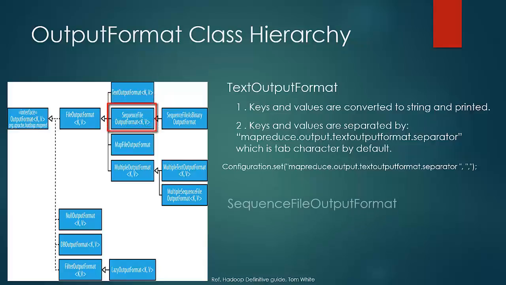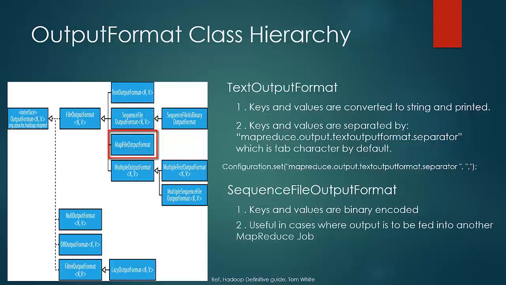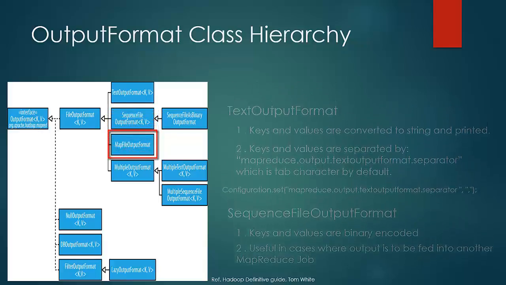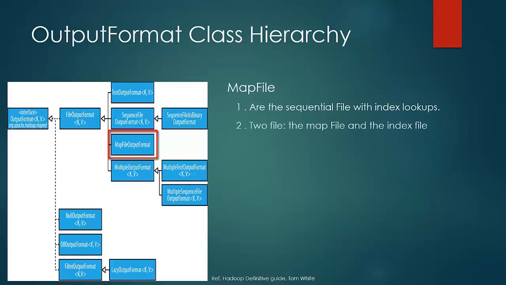SequenceFileOutputFormat, as we have already discussed, produces binary encoded special files. These are helpful if the output of one job is to be fed to another MapReduce job. Map files are special sequence files with index lookups. First is the map file, which contains the data, and second is the index file, which is used to look up the data.